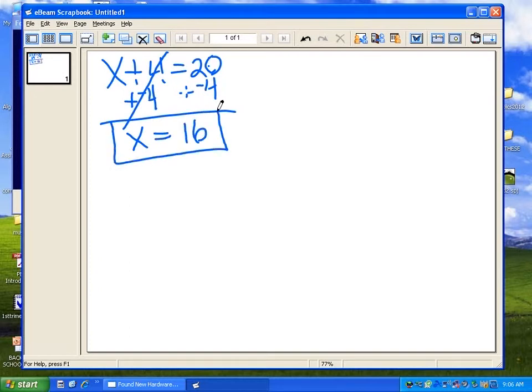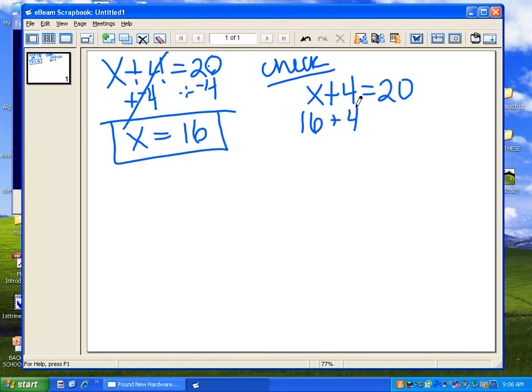What do I have to do after I solve for x? I have to check it. So I'm going to throw my check in. Start with my original problem of x plus 4 equals 20. Put my 16 in that I just solved for. 16 plus 4 is 20. And does 20 equal 20? Yes. Check.